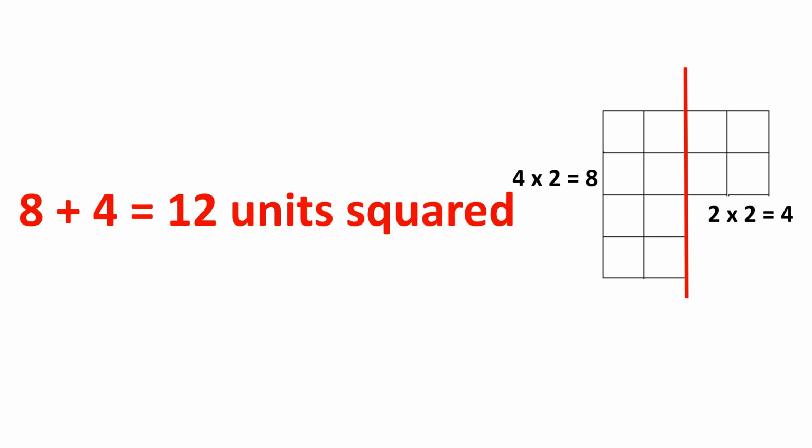You can cut it this way. You can find another way. 4 times 2 is 8. 2 times 2 is 4. 8 and 4 is 12. The area is 12 units squared.